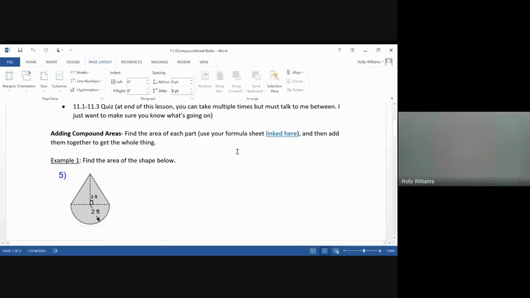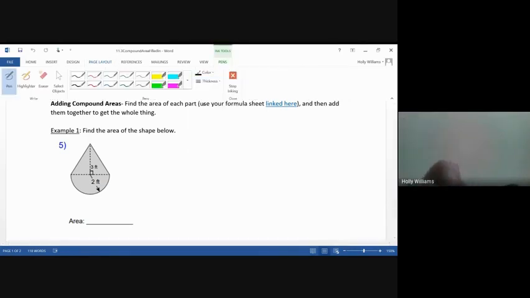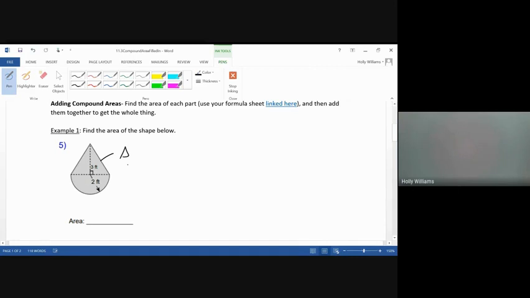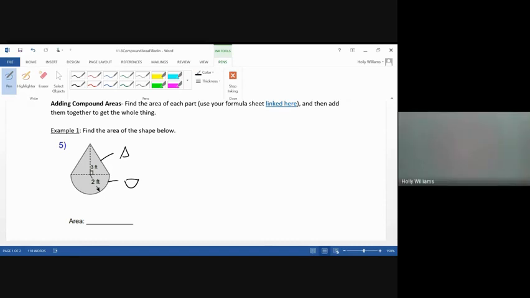Okay. So look at example 1, even though it says 5, because I'm the genie. Do you guys see how it's a triangle and a half a circle? Yes. Yeah. So here's the triangle, and then here's the half the circle. We know how to find the area of both those things, right? Yes, but we don't know the base. So we need to find that. You're right, Trent. You're totally right. We can actually figure it out, though, based on what's in this picture.